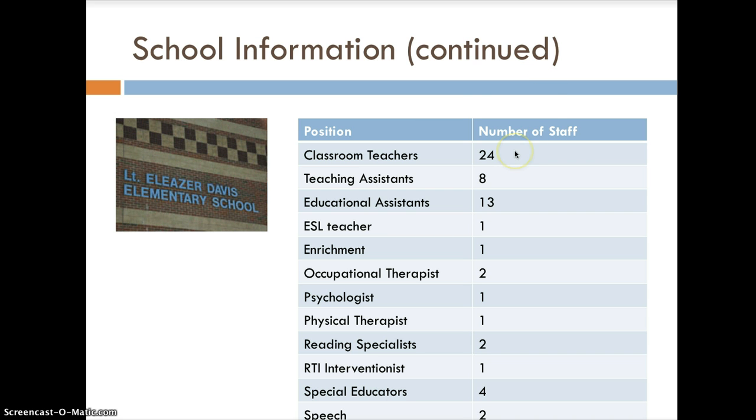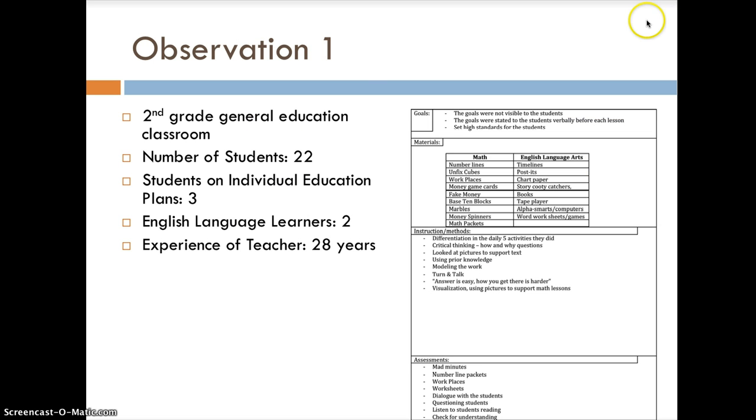There were 24 classroom teachers. There was one ESL teacher, and there was also one RTI interventionist who sometimes supported the EL students in reading and writing. For my first observation, I observed a second grade general education classroom. There were 22 students, 3 of which were on IEPs, 2 were English language learners, and this teacher had been teaching for 28 years. For my observations, I created a template in which I looked at the goals, materials, instructions and methods, and assessments.